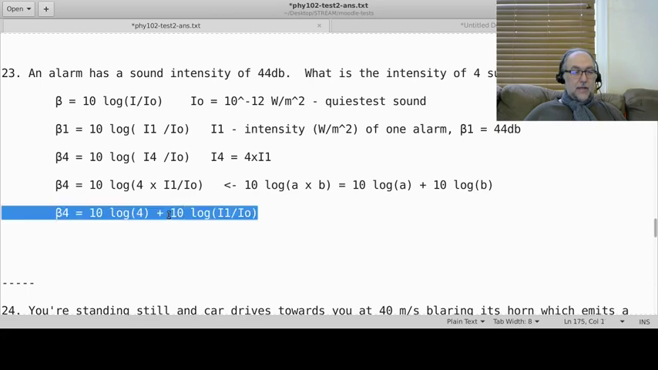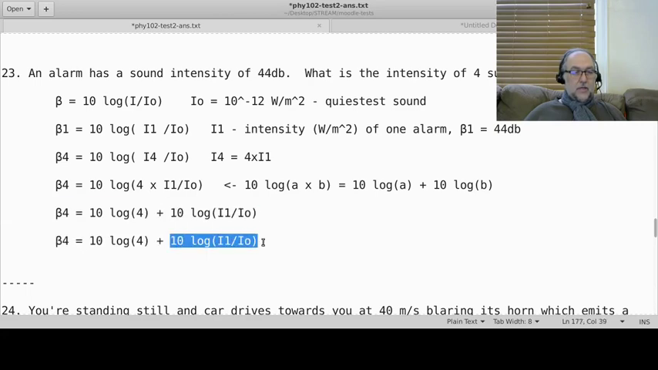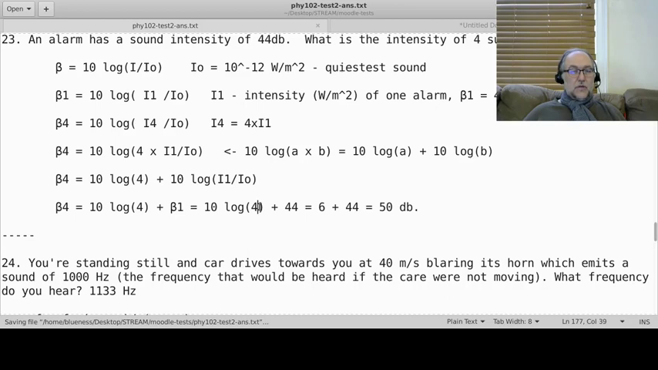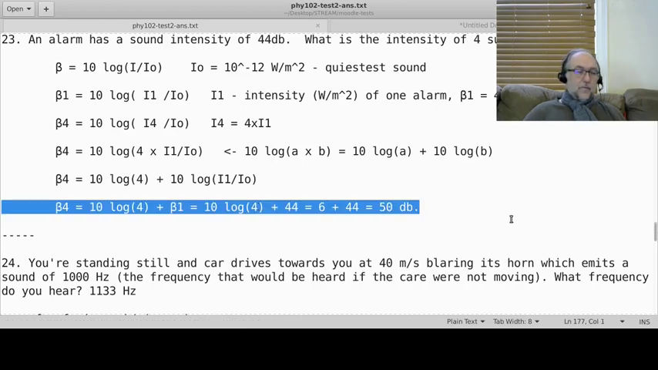And so on the next line, I can just replace this with beta 1. And I told you what beta 1 is. Beta 1 is 44 decibels. And so now you get that this is equal to 10 log of 4 plus 44. Well, 10 log of 4, you can do that on your calculator. It'll turn out to be 6. And that means that the answer is 50 decibels. So there you go. There's the answer for beta 4.